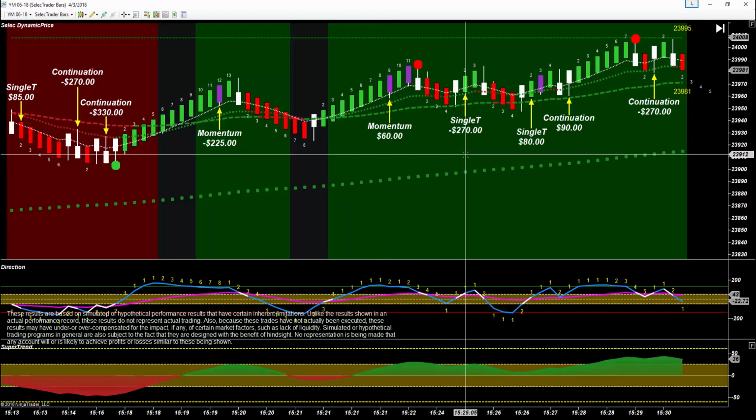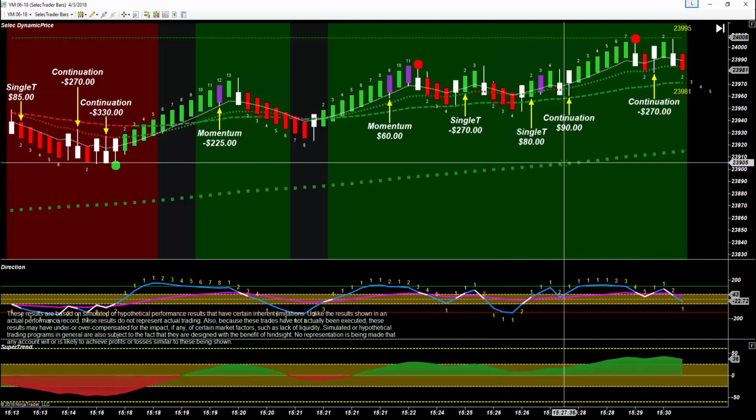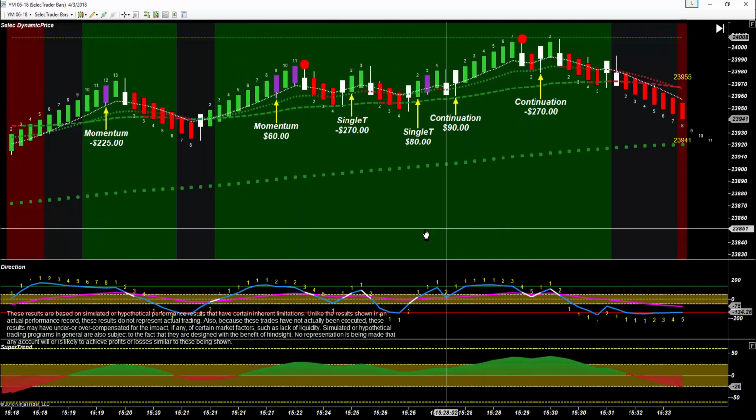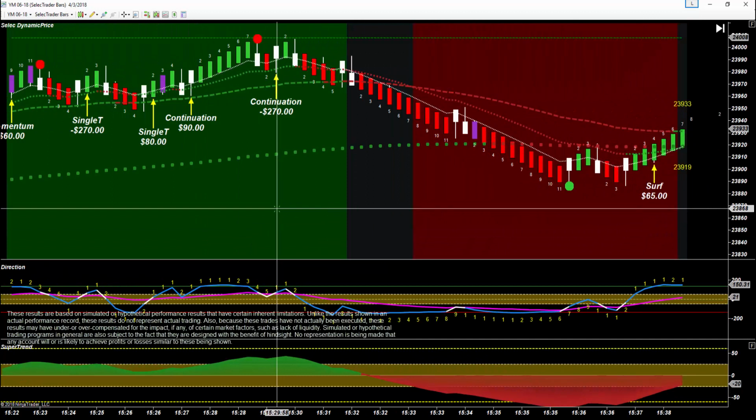We do get stopped out on. We can adjust from 22 to 18 ticks. Then we have a single T that does hit profit target, followed by a continuation that grabs a couple extra ticks with the runner. Then we have a continuation long.